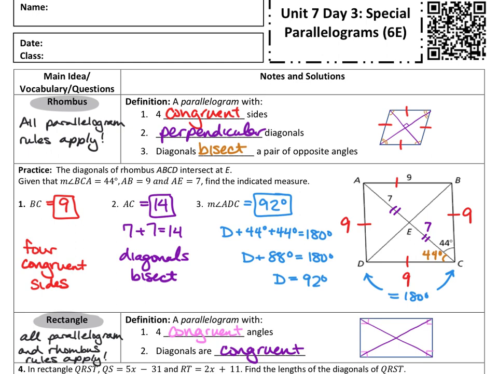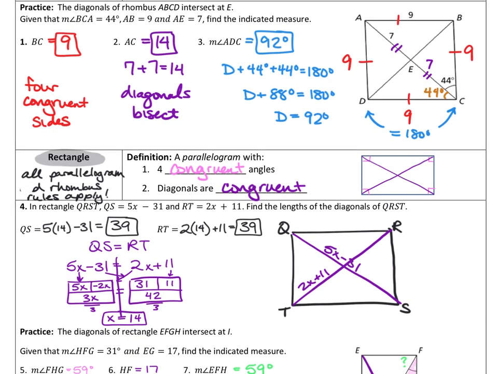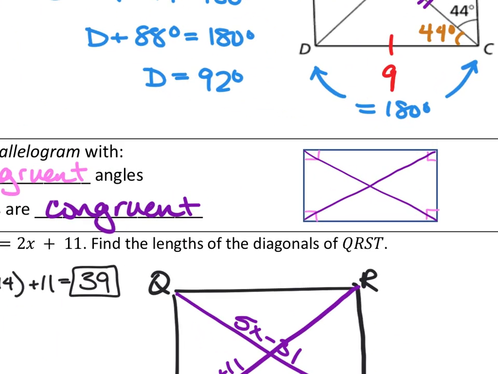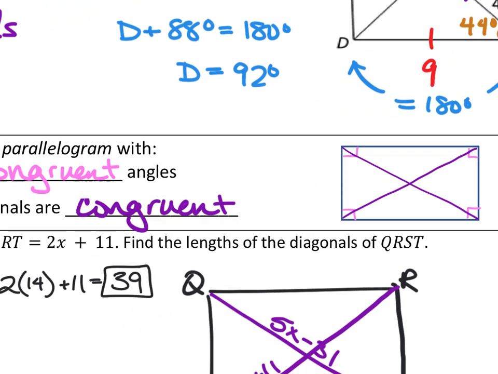Then we go to a rectangle, a shape you're probably used to seeing. For the rectangle, all parallelogram rules apply. I don't know why it says and rhombus, it shouldn't say that. So this is a parallelogram. It's just specifically a parallelogram where they have 4 congruent angles. If these angles are congruent, what does that mean each of these angles are worth, measurement-wise?